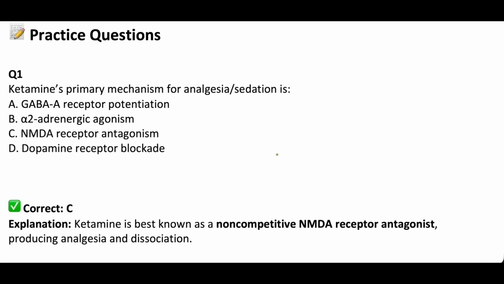Ketamine is best known for its non-competitive NMDA receptor antagonism, producing analgesia and dissociation. Remember, it does have some opiate effects too, some sympathomimetic effects too, but its primary is this NMDA. GABA-A is propofol, alpha-2 adrenergic agonism is dexmedetomidine. For those of you that could think of all those, props to you.